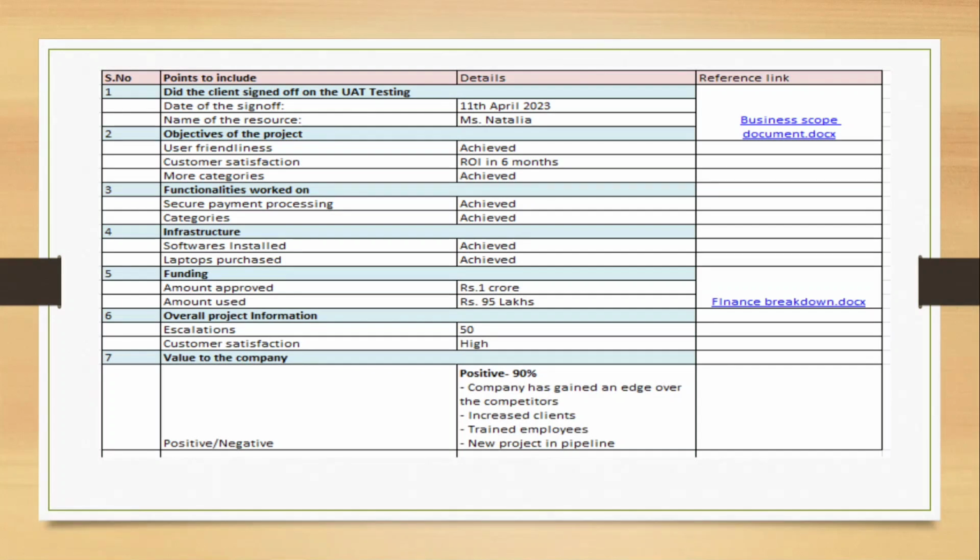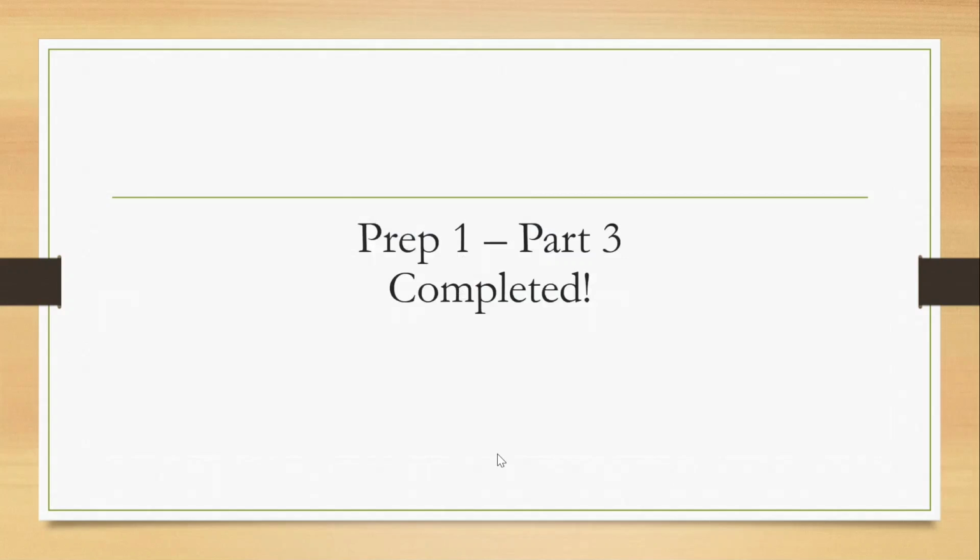For documentation, we can mention a reference link for that documentation. There will be a finance document, business scope document, business requirement document, business case document, like this. So this is about prep one part three. These are the questions they will give in that question paper. You need to write down all the answers according to your case study in one Word document, and then you can go to the portal, upload it, and go for the evaluation. Okay, this is how it works.